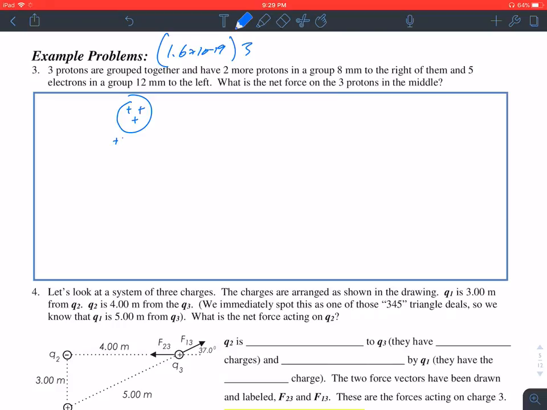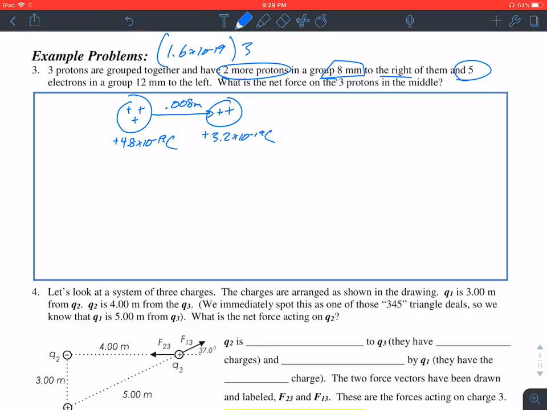What would that be? 4.8 times 10 to the negative 19th coulombs. It says we have 2 more protons in a group 8 millimeters to the right. So 0.008 meters to the right, there is another group of 2 protons. So that is positive 3.2 times 10 to the negative 19th coulombs.